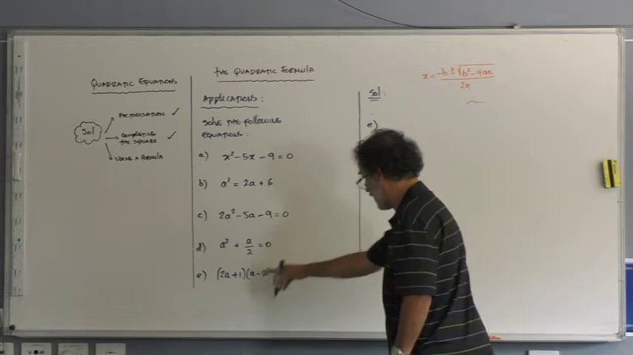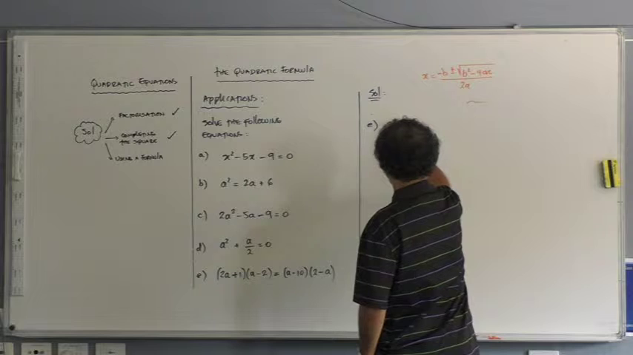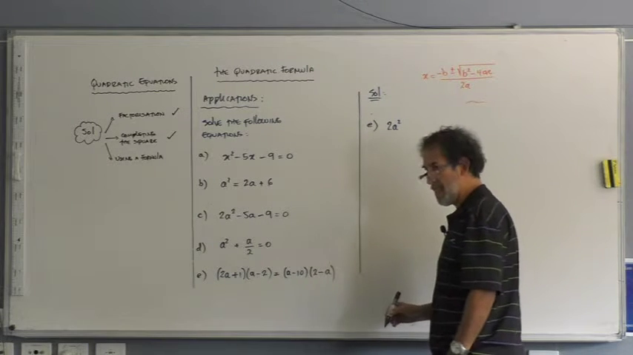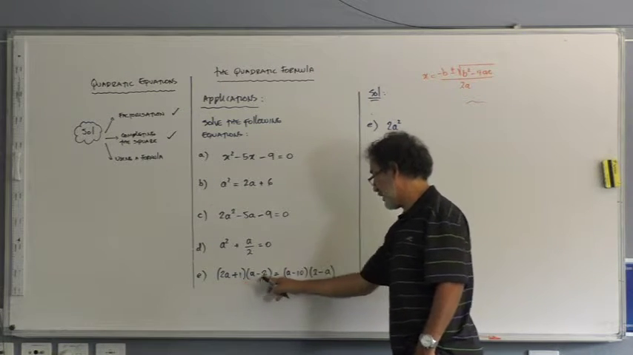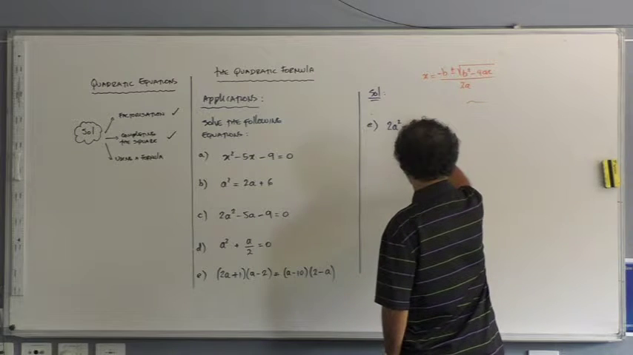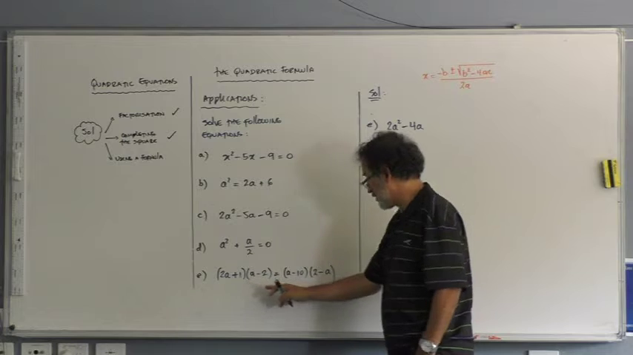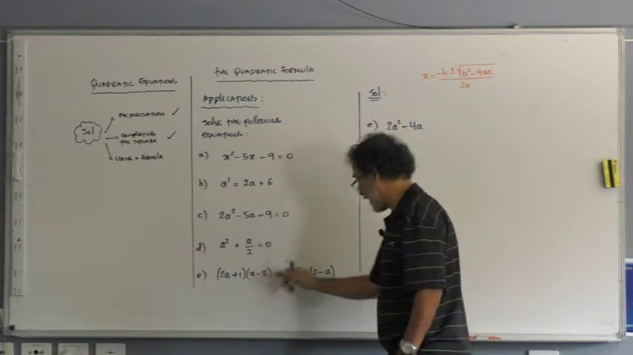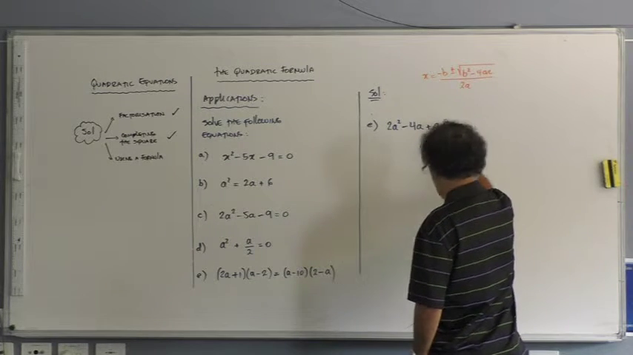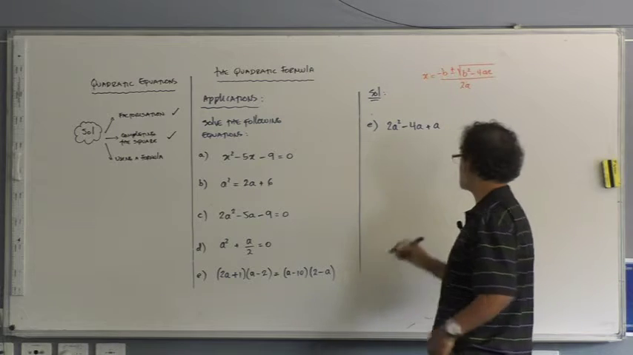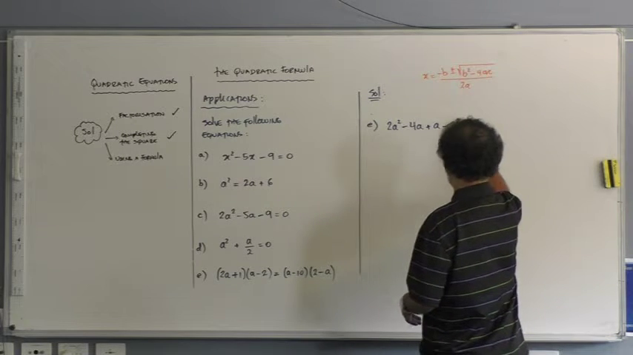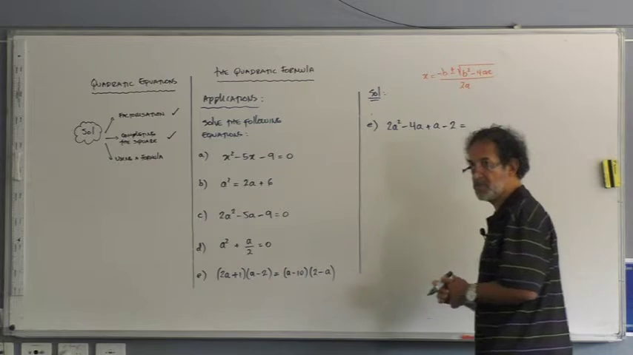So we're going to say 2a times a is going to be equal to 2a squared. And then we multiply 2a times negative 2, that will give you minus 4a. And then we're going to multiply 1 times a, which is a. And then 1 times negative 2, which is negative 2. All right, so that is your left.